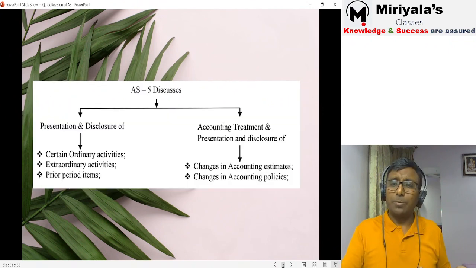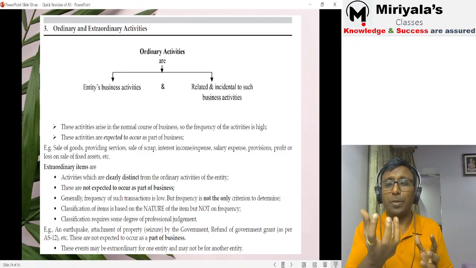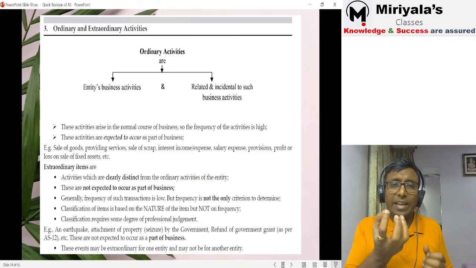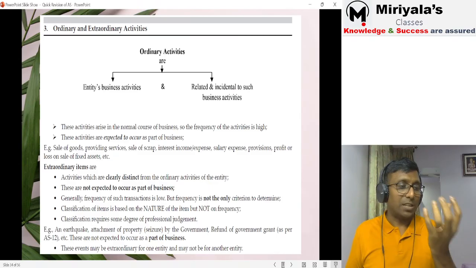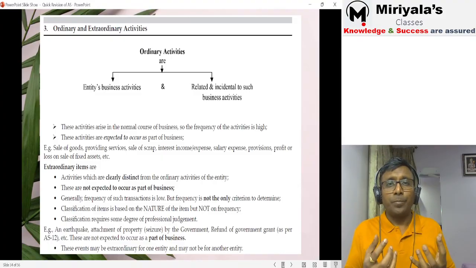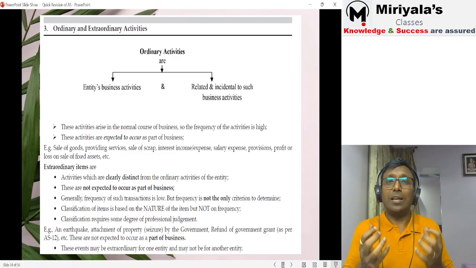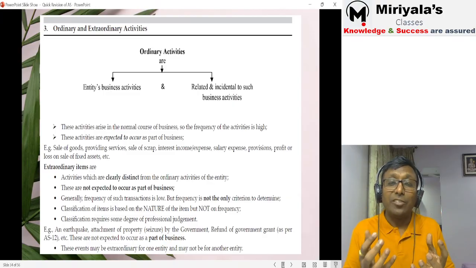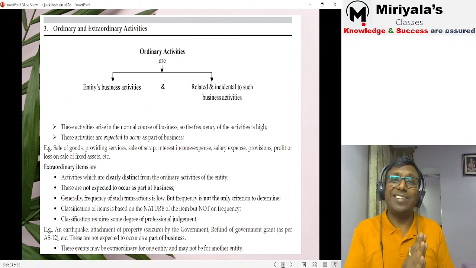So this is the basic information. Net profit or loss in the period, in a sense, the entire activities of the business are going to be classified into two. One is ordinary activity, one is extraordinary activity. What is ordinary activity? Ordinary activity means activities arising from the normal course of business, which are expected to occur. The frequency is generally high, which is expected as part of the business. Then it is considered as ordinary activity.